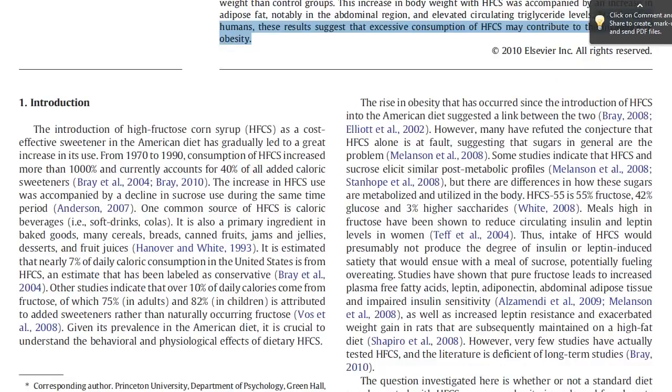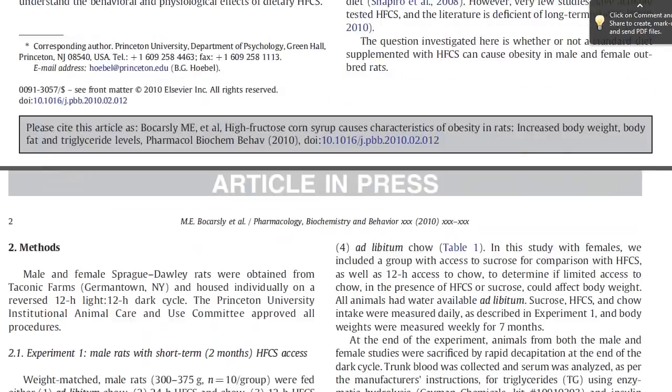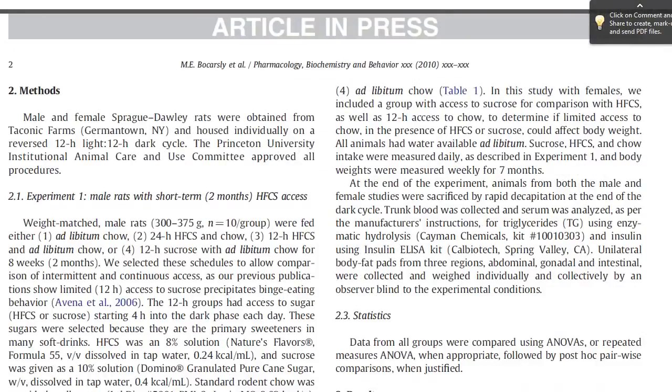I usually read the introduction quickly or skim it because it's usually a summary of prior work. In this case, they summarize the nature of the problem of obesity and how sweeteners have contributed to that. They also highlight the lack of studies directly comparing sucrose and HFCS. On to the methods. There are 3 experiments in this paper. The methods section is broken down accordingly.